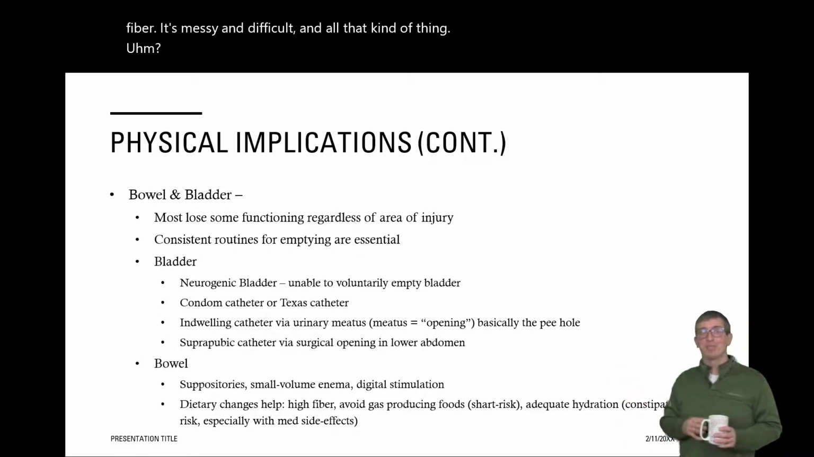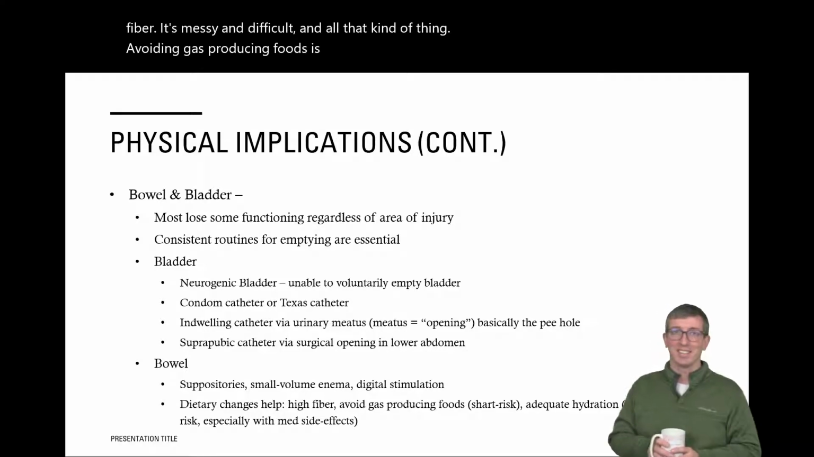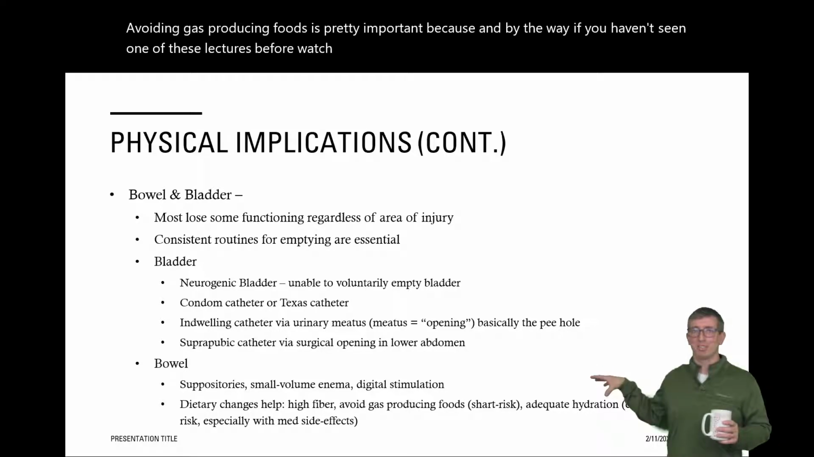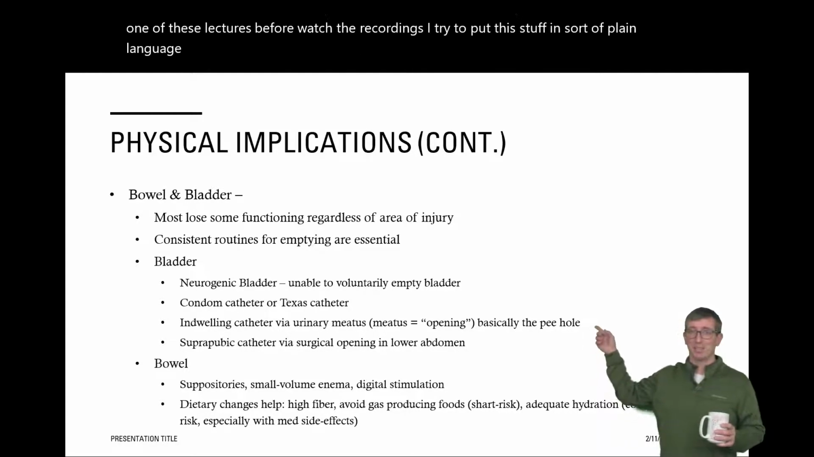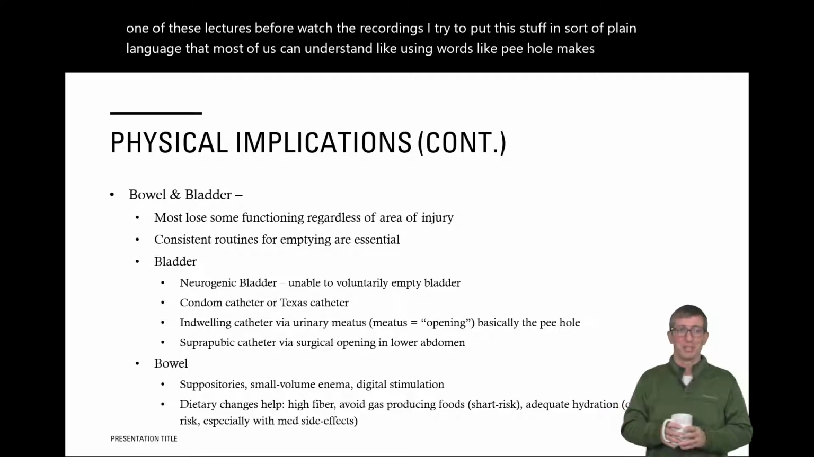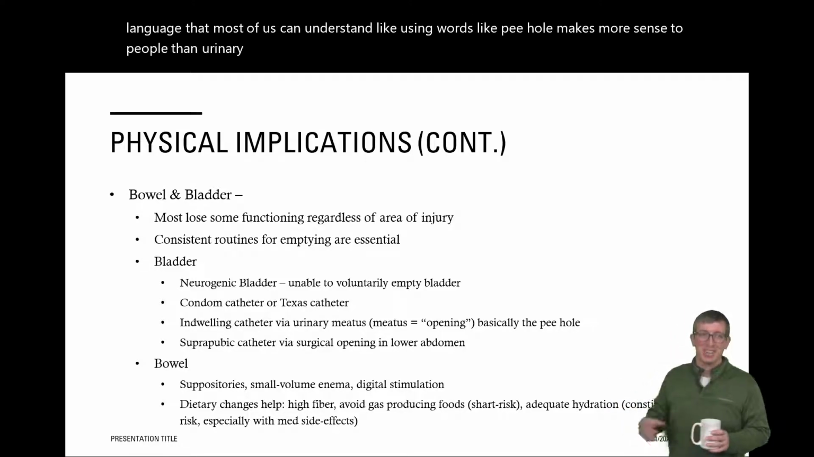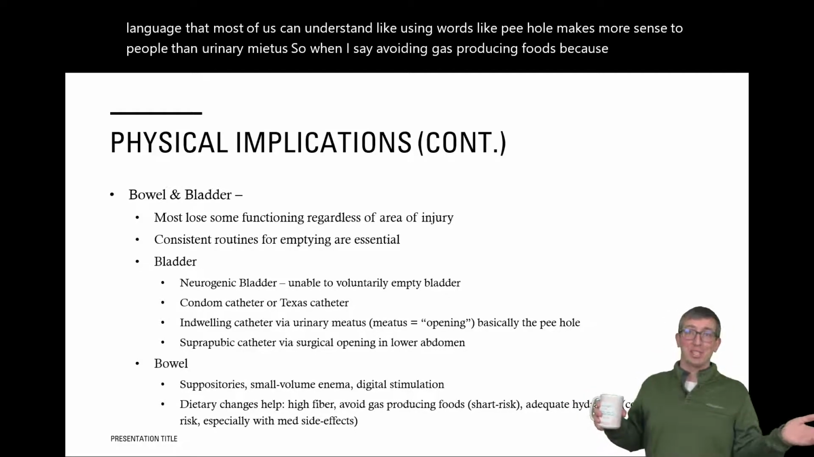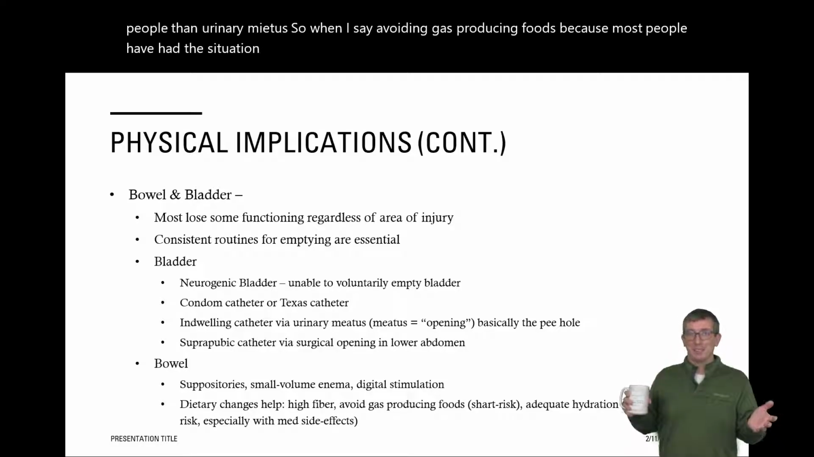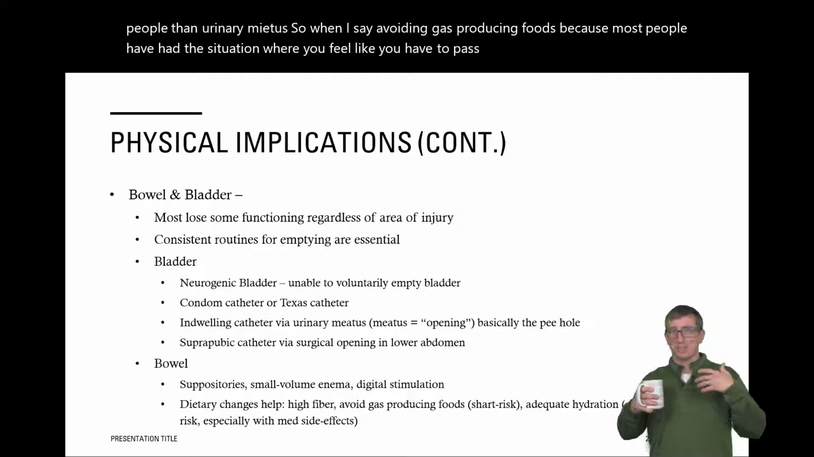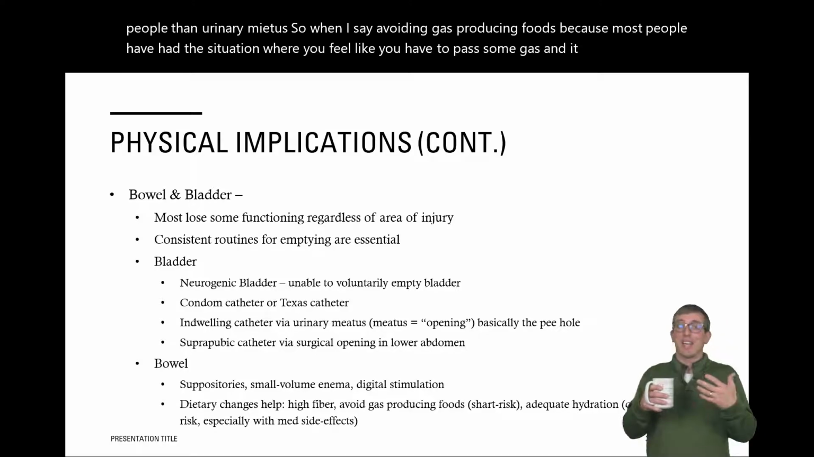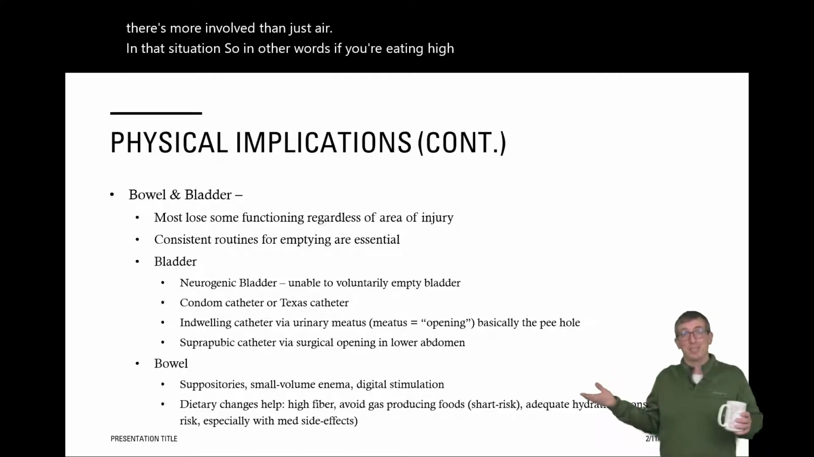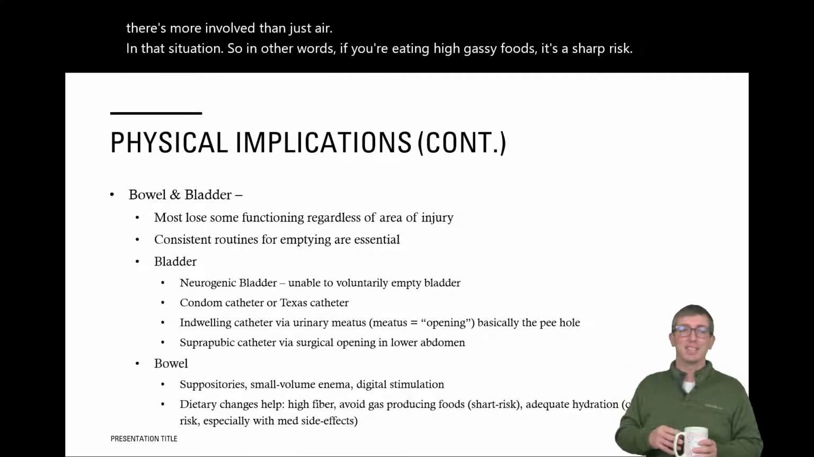Avoiding gas producing foods is pretty important because, by the way, if you haven't seen one of these lectures before or watched the recordings, I try to put this stuff in plain language that most of us can understand. Like using words like pee hole makes more sense to people than urinary meatus. So when I say avoiding gas producing foods, most people have had the situation where you feel like you have to pass some gas, and it doesn't. There's more involved than just air in that situation. So in other words, if you're eating high gassy foods, it's a SHART risk. Most of you know what that means.